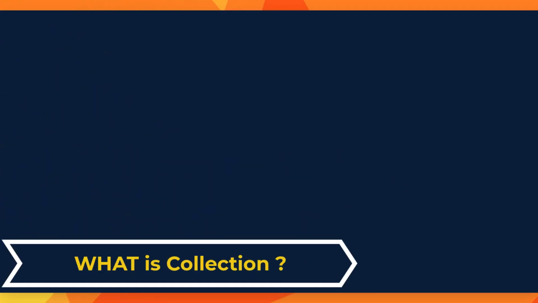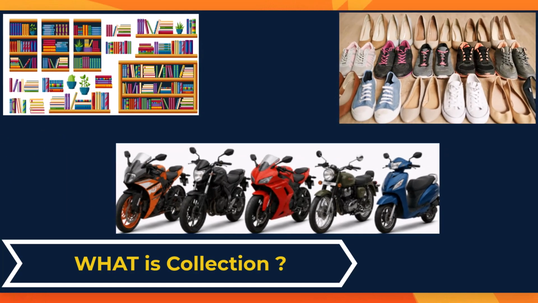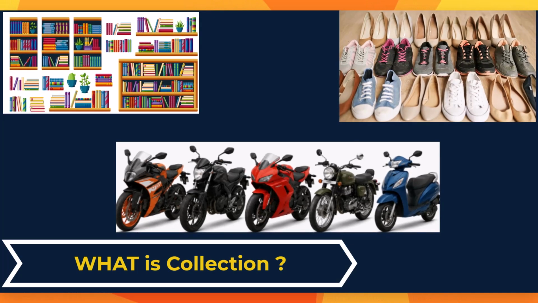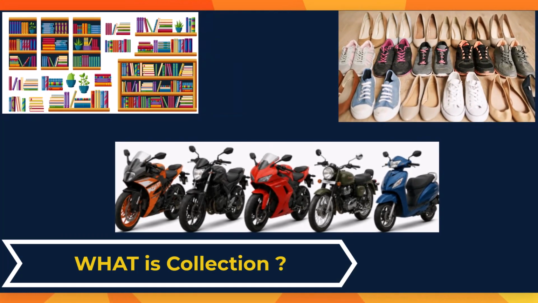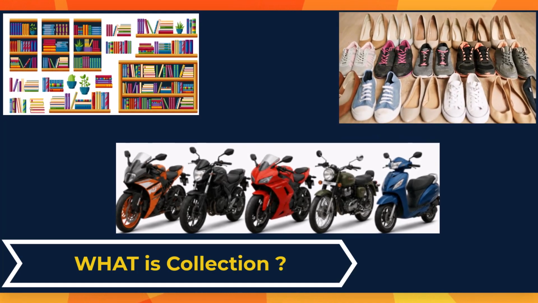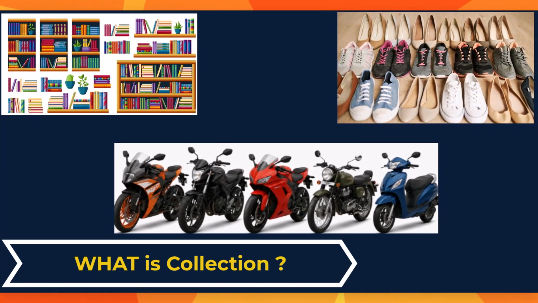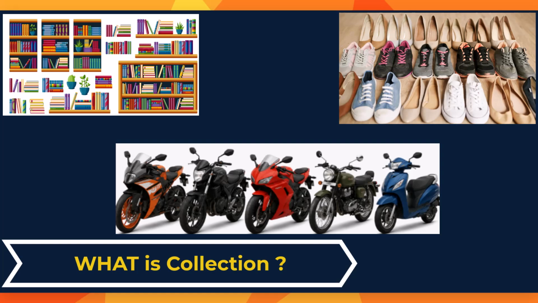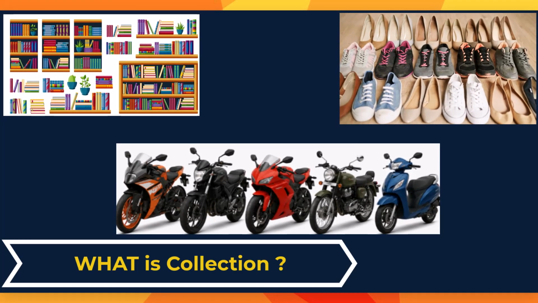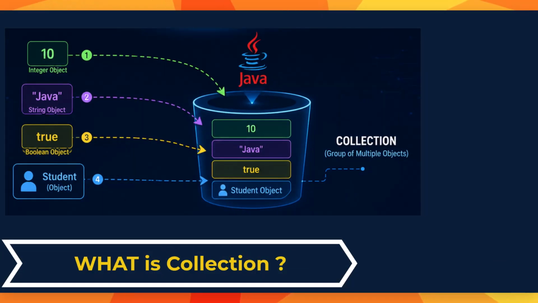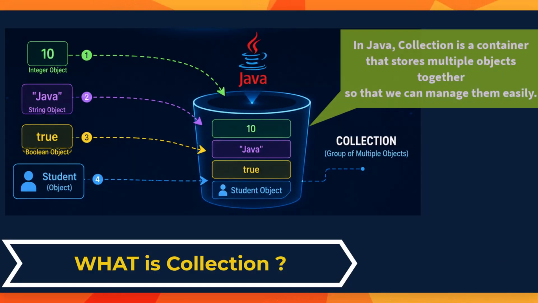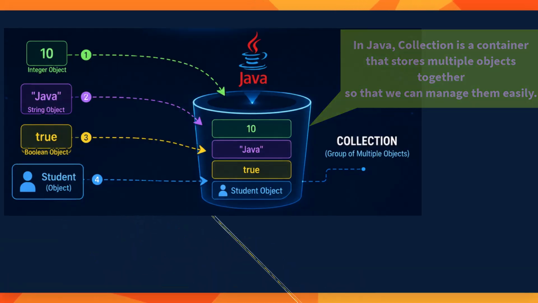So what is meant by collections in general? In general, collection means a group of multiple elements kept together as a single unit. For example, we can have a collection of books, a collection of shoes or a collection of bikes. Here we are keeping multiple elements together as a single unit, that is the collection. Multiple objects are grouped together into one collection. Similarly, in Java, collections help us to store multiple objects together so that we can manage them easily.